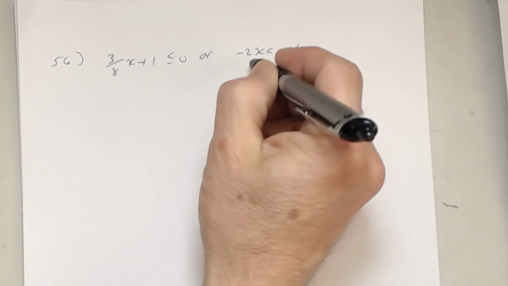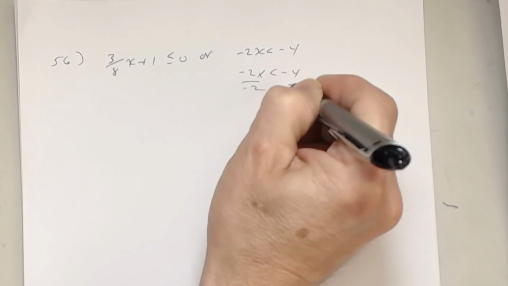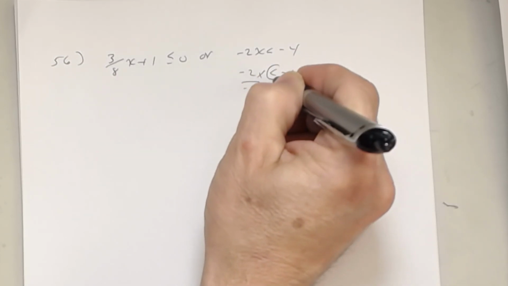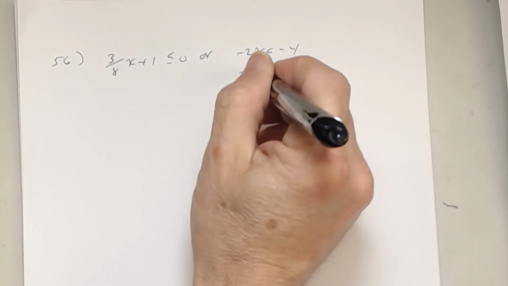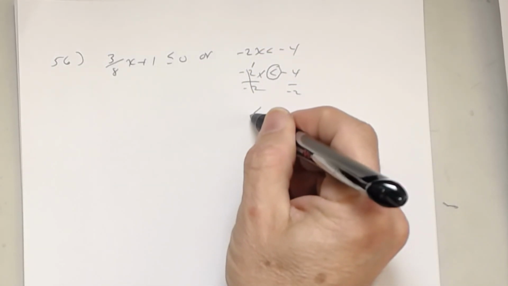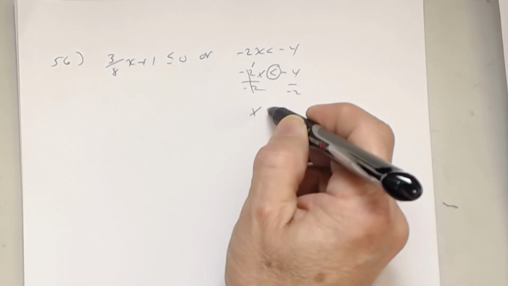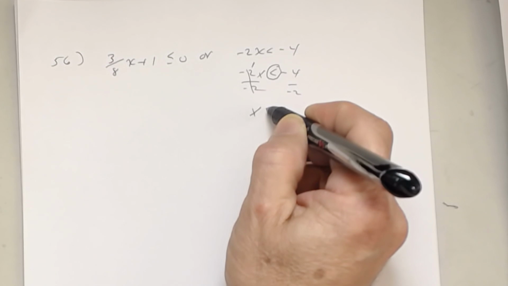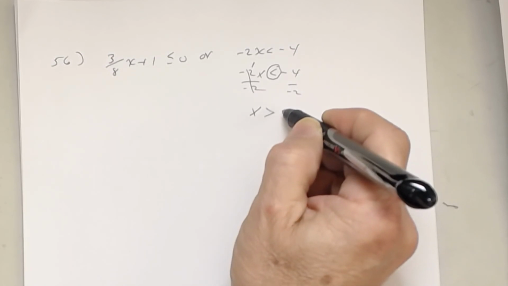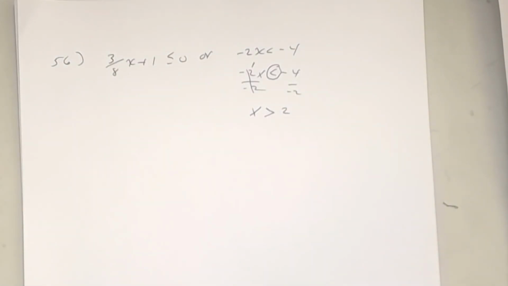Divide by negative 2, and I got to reverse the inequality symbol. Negative 2 divided by negative 2 is 1. 1 times x is x. So the solution to this inequality is any real number that is greater than 2. Okay, so I found the solutions to that inequality.